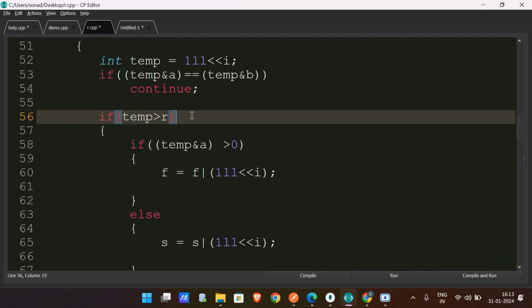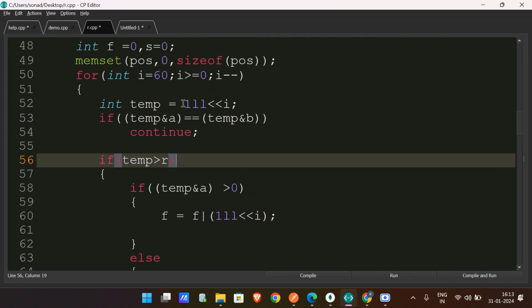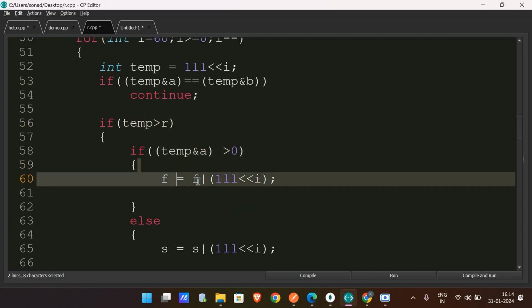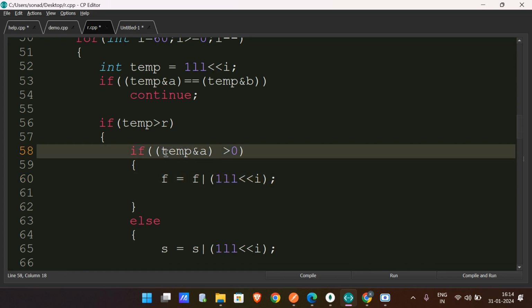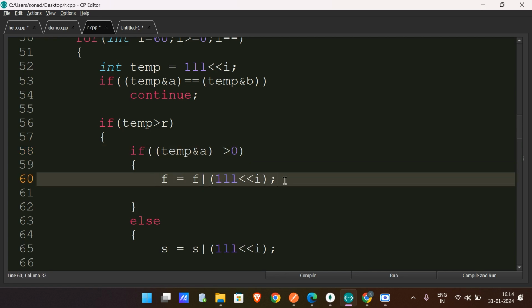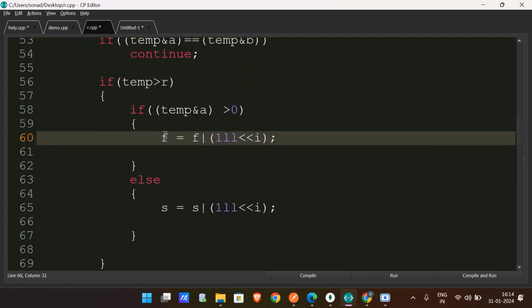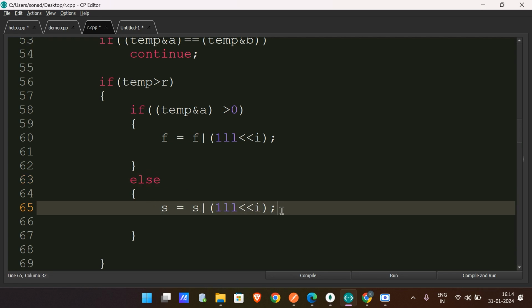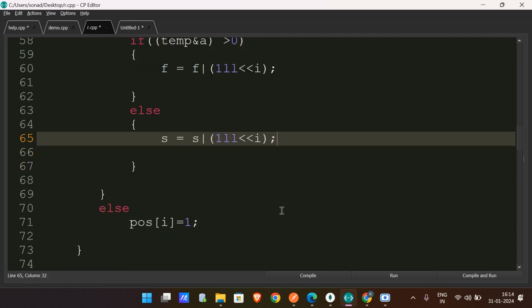Now, if temp is greater than r, it means that I cannot put 1 at the ith position in our x. So I'm checking what my first term would be if x at ith position has 0. So if temp and a is greater than 0, it means a has 1 at the ith bit position. That's why I'm doing or with 1 at the ith position for the first term. Else it means this b has 1 at the ith position. So I'm doing or with s, so that s would have 1 at the ith position.